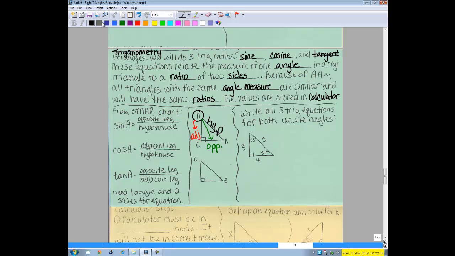So on the second triangle, if you are talking about angle B, of course, the hypotenuse will not change. This is still the hypotenuse. But then the adjacent becomes the one right next to B. So adjacent's now on this side. And then opposite becomes the one across from B. So the opposite is now this side. So it changes depending on which angle you're talking about.